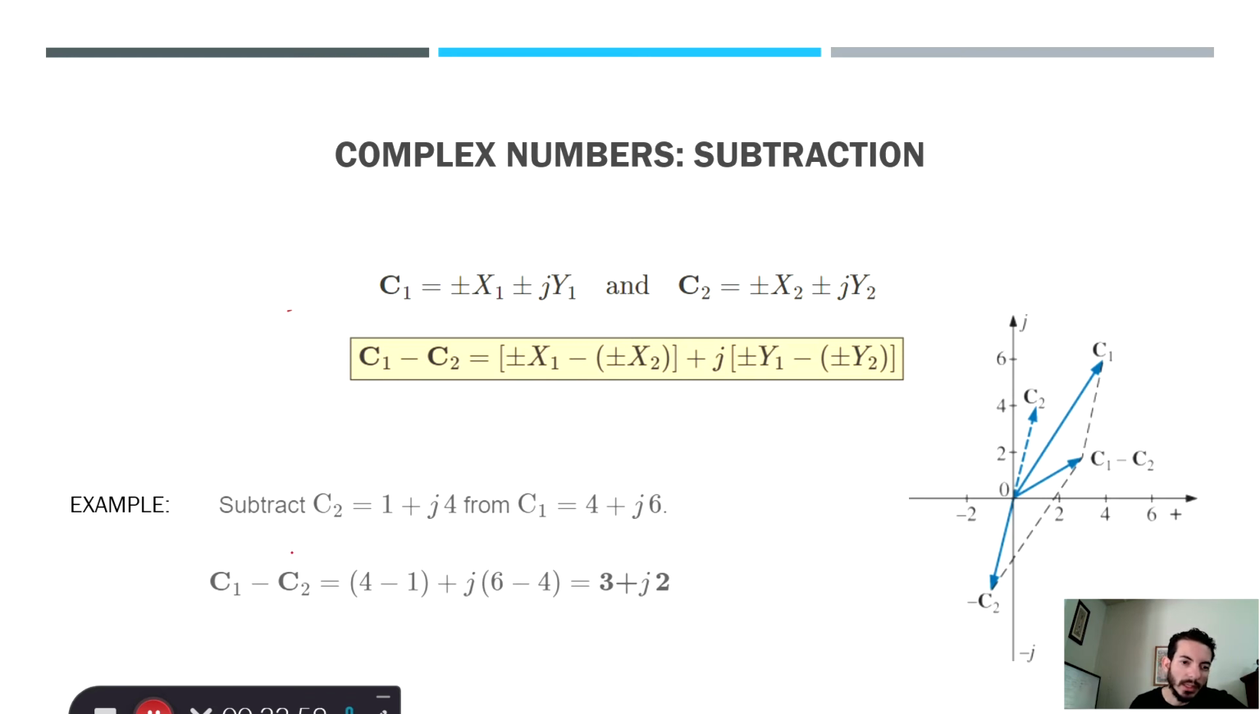If you want to subtract C1 and C2, then you do 4 minus 1, because this is C1, 4 minus 1, and 6 minus 4. Okay, so this is just the subtraction of both complex numbers. So it's just saying that the number could be positive or negative, it could be whatever it is. The only thing that you need to do is make sure that you follow the signs correctly.